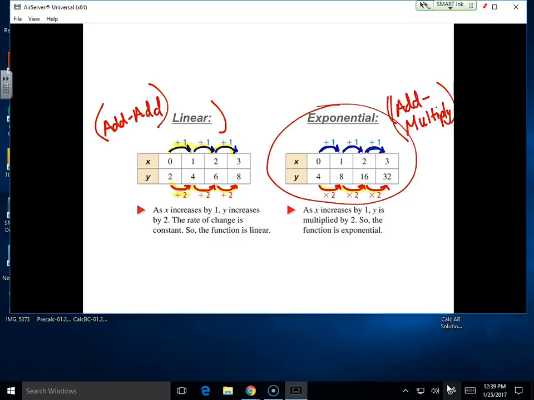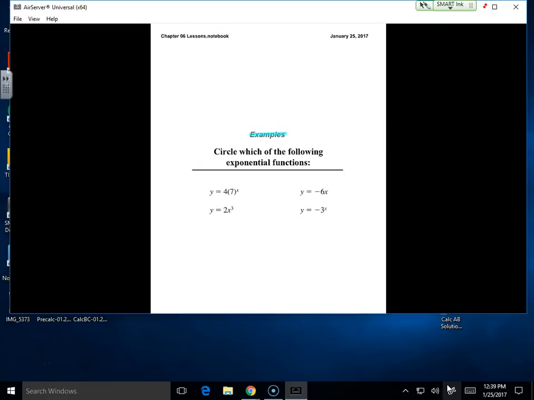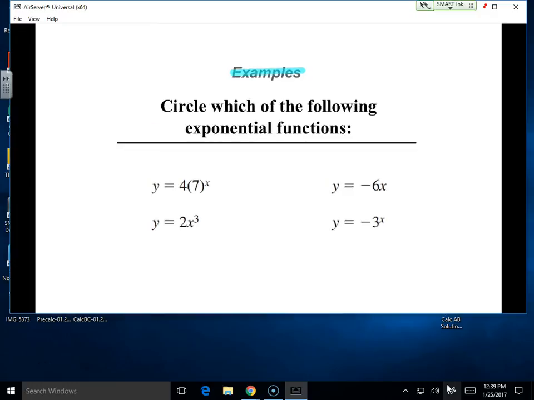Okay, we basically just have examples. But let me go ahead and start. Let's not start with tables. They're kind of tricky. We'll get back to tables in just a second. Let's go ahead and just say, can you guys recognize which of the following are exponential functions?